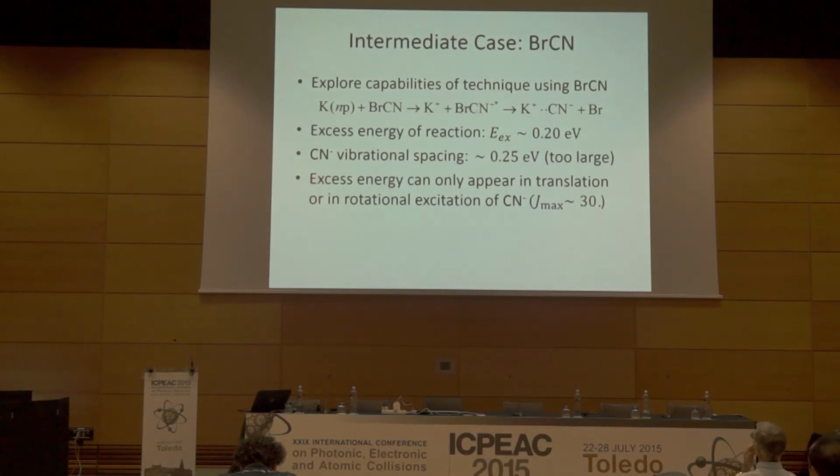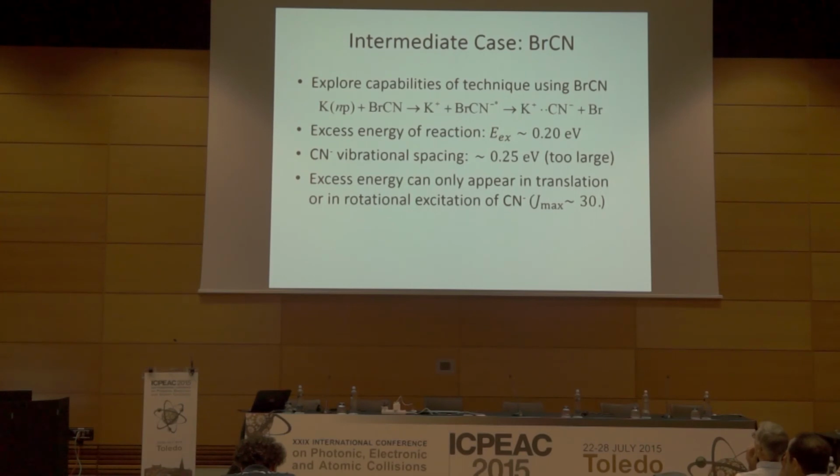So to test the full capabilities of this technique, we wanted to try a more general case. So we used BrCN. Now, upon collision with a Rydberg electron, it forms a BrCN minus intermediate, which dissociates to form a CN minus and a neutral bromine atom. And the excess energy of this reaction is about 0.2 eV. Now, unlike the previous two species, the only remaining vibrational mode that could be excited is the CN minus stretch mode. However, the energy spacing for that mode is 250 meV, which is too large to be excited by the excess energy released by the dissociation.